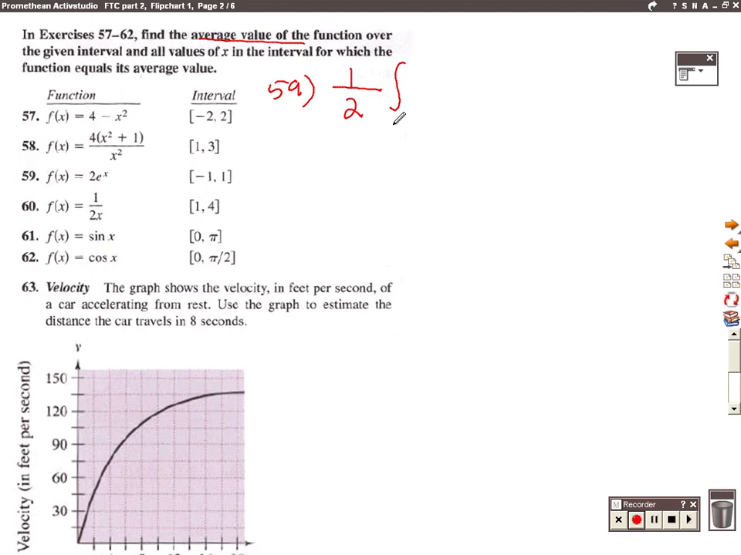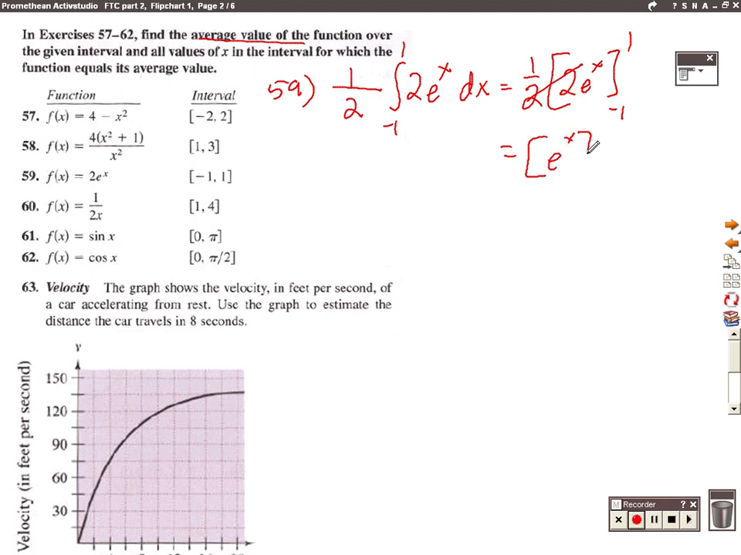The integral from negative 1 to 1 of 2e to the x dx, which would be 1/2 of, when you find the antiderivative of e to the x, you get e to the x. From negative 1 to 1, I'm going to go ahead and divide out those 2's, and I'll have e to the x from negative 1 to 1, which is e to the first minus 1 over e. That was e to the negative 1, which would go to the denominator and become 1 over e.